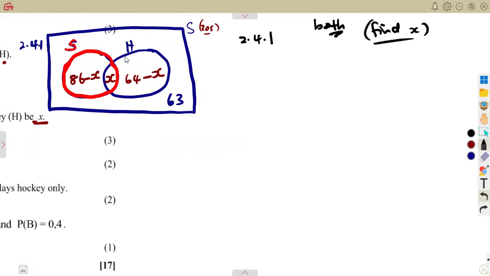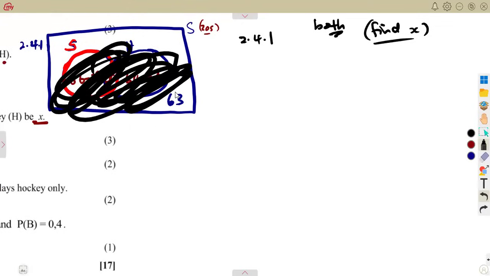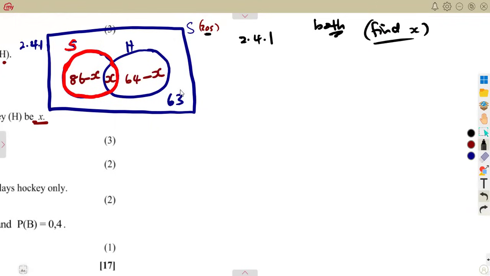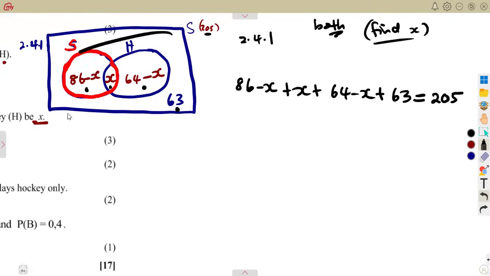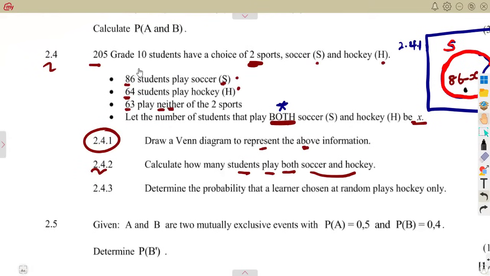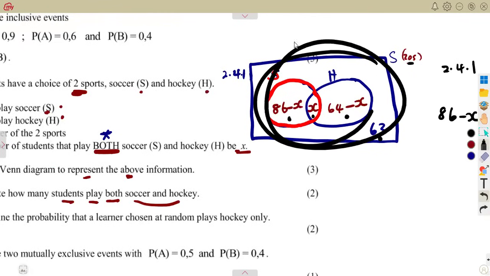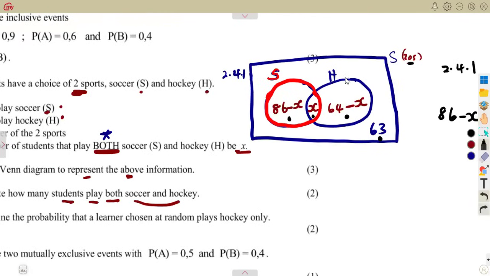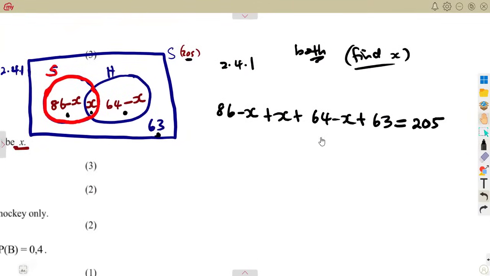So where can we find X? Everything that you are seeing on the diagram, including the 63, is equal to 205. You can form an equation to say the 86 minus X plus this x plus this 64 minus x plus the 63 outside here. Everything is supposed to give us the total of what is given, out of the 205 grade 10. The sample space is for all grade 10 learners, 205. So everything, including those who do not play the sport, they are grade 10 learners, so they are supposed to be involved in this equation to find x.